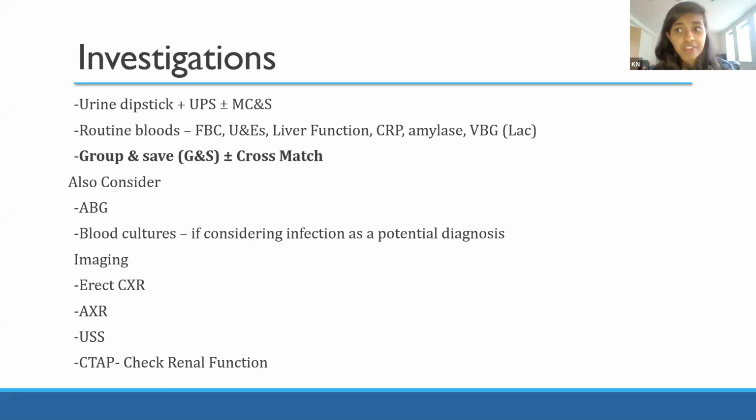Abdominal films have their uses. There are lots of characteristic things that do turn up on abdominal films, things like the coffee bean sign in volvulus, things like thumbprinting in ischemia. So there is a role for the abdominal film.